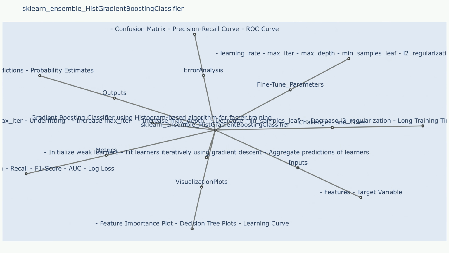Challenge 2. Long training time for large datasets. Training can be computationally intensive. Sample use case that resulted in challenge 2: large datasets with many features or a high number of boosting iterations may lead to longer training times. Fixes to challenge 2. Reduce the number of boosting iterations, max_iter. Consider using a smaller subset of features, feature selection. Utilize hardware acceleration, e.g., GPUs. Explore alternative algorithms if speed is a primary concern.